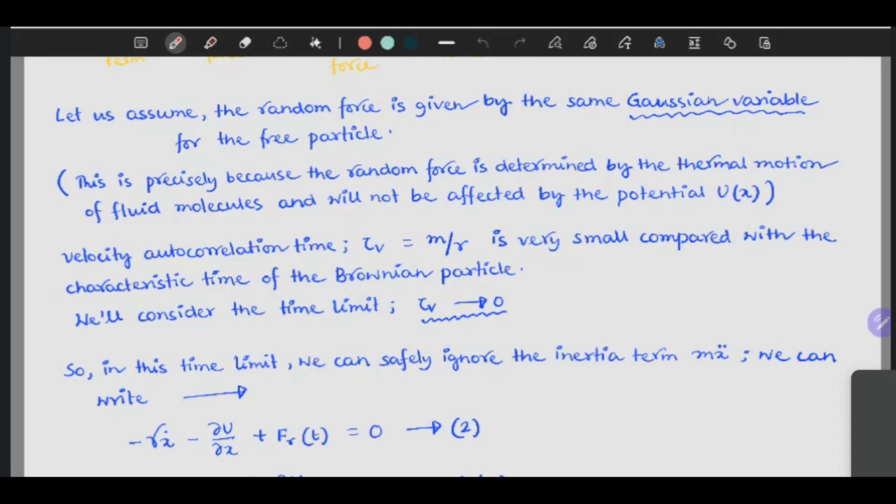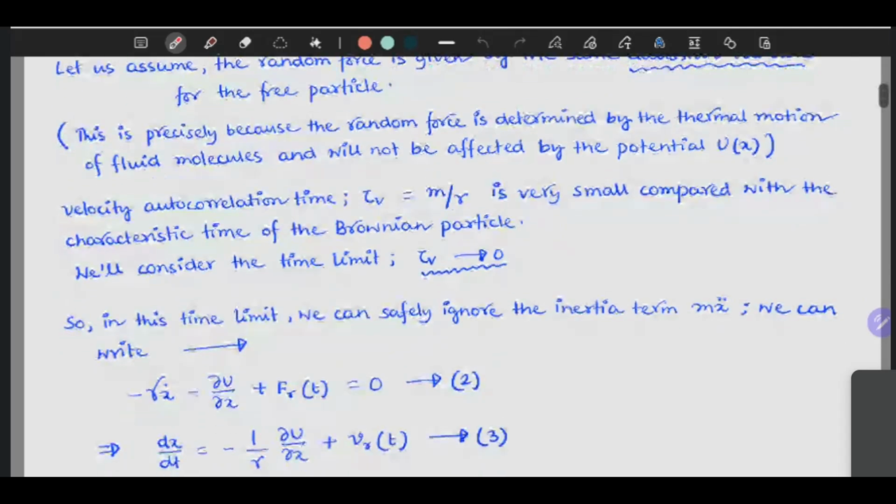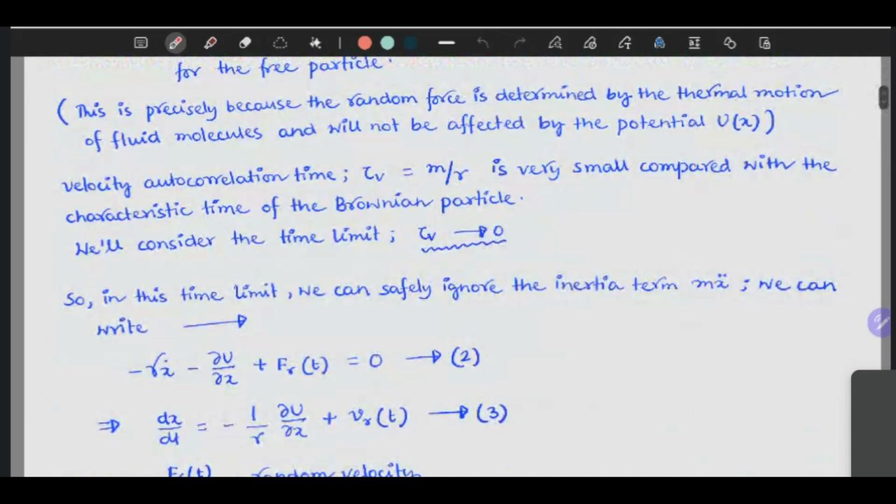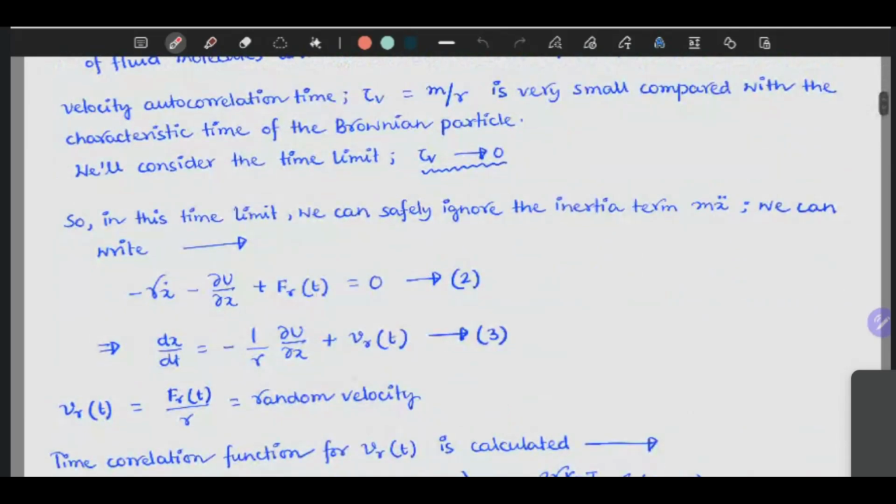Now in this limit we can safely ignore the inertial term, since we are in that very small limit, and viscous drag dominates in this region. So in this equation this term will be 0, sorry, this will be 0. Now if we arrange these things, we will get this kind of equation, right?